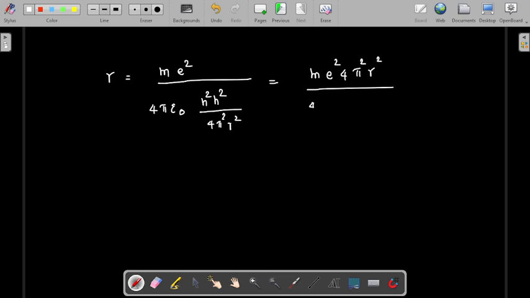So which will be 4 pi epsilon naught n square h square. Okay, so there are many fundamental terms that we can cancel. This is h and here there is ne. So after substituting everything and cancelling, we will get another formula which can be written here, like r, which is equal to, from here itself let's substitute, which will be epsilon naught n square h square.